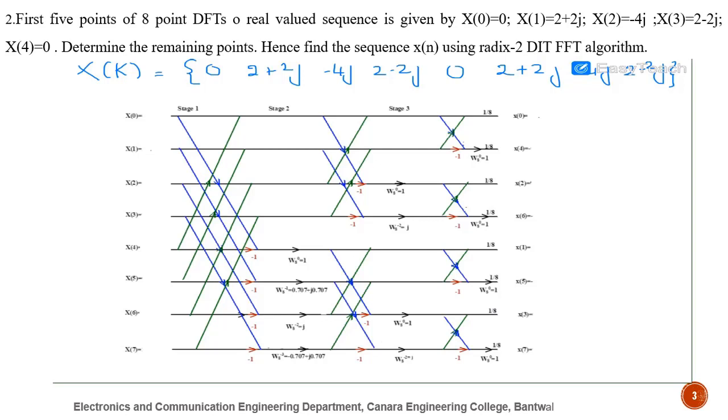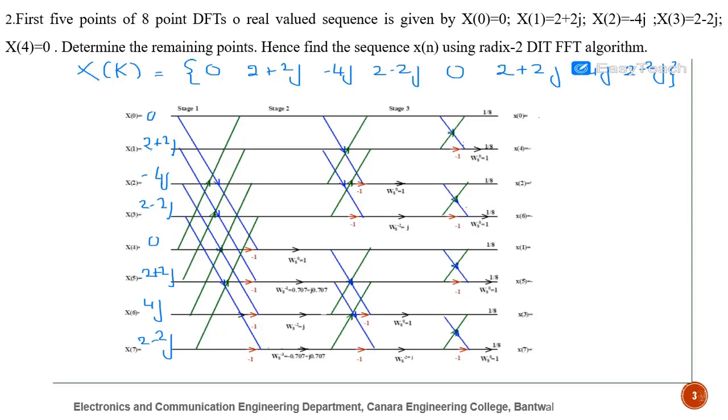So it is decimation in time. Therefore, frequency values will remain in the same order. So x of 0 is 0, this is 2 plus 2j, minus 4j, 2 minus 2j, this is 0, this is 2 plus 2j, 4j, 2 minus 2j. This is an inverse DIT FFT butterfly diagram.